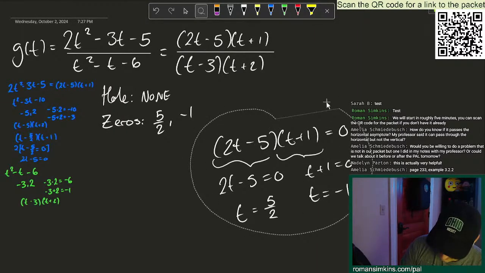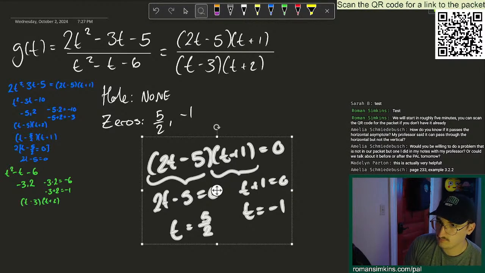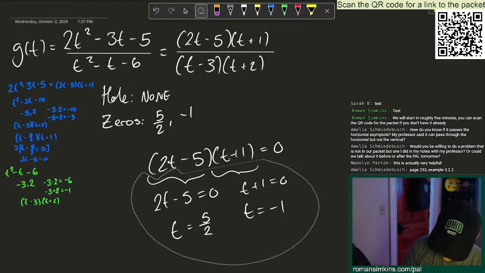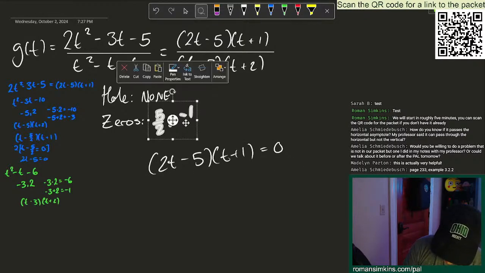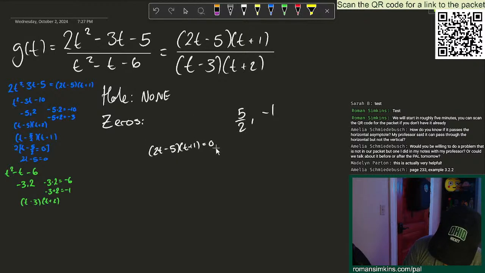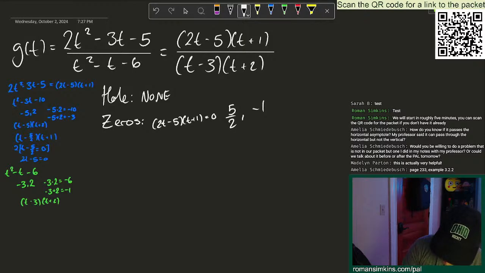So I'm going to delete this work right here. I really want to keep it on screen, but I'm going to run out of room super fast. Let's move these over here and make this a lot smaller, with a big semicolon, just so we know that the context of what we were doing was setting that equal to 0 and solving, finding our zeros.